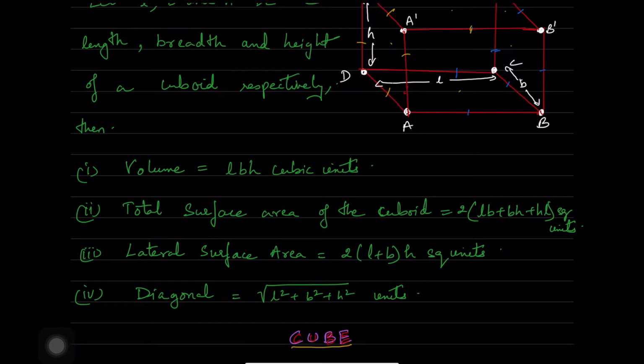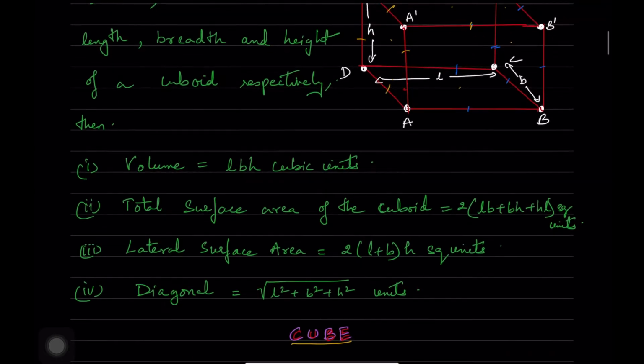What is the diagonal? Diagonal is equal to root of L square plus B square plus H square units. Okay, so these are the formulas which you have to remember for cuboid.